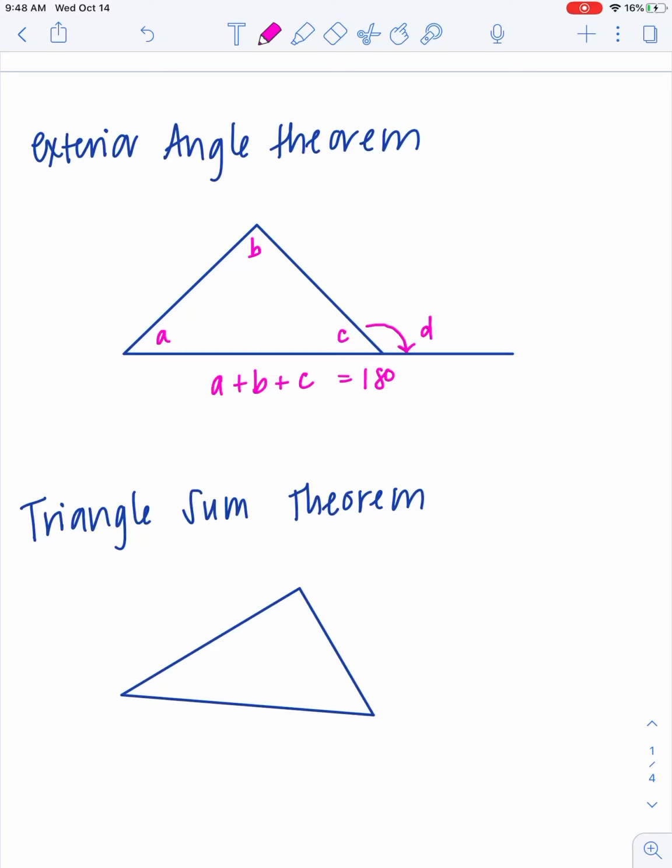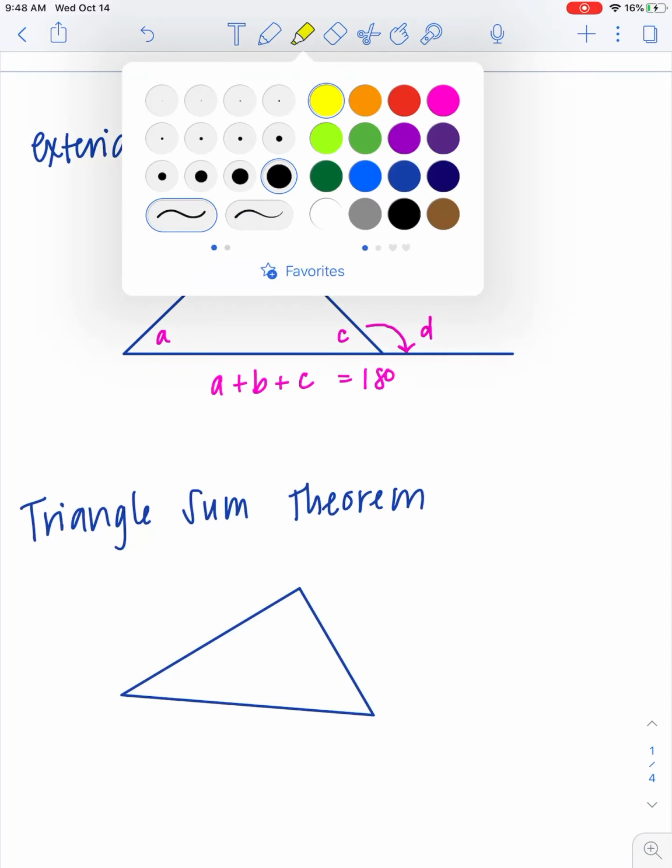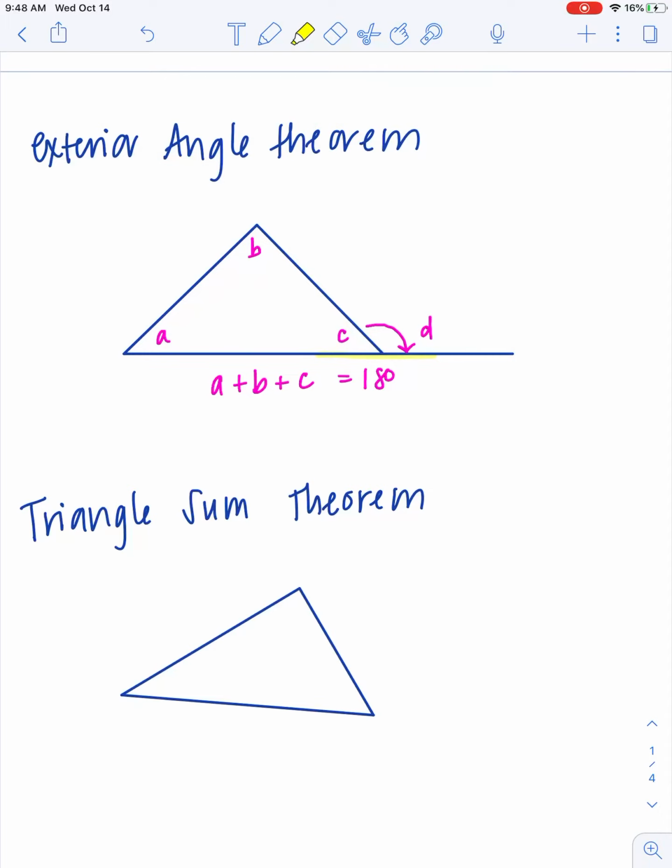So that exterior angle forms a linear pair with angle C. I'll highlight that so we can see it a little better. See how we have a linear pair right here. And because I have a linear pair, I know that the measure of angle C plus the measure of angle D better equal 180 degrees. All right, well, now I have two different equations that get me to 180 degrees.